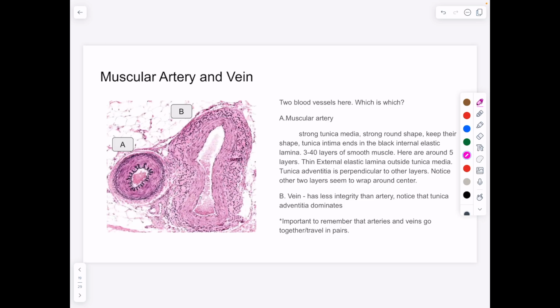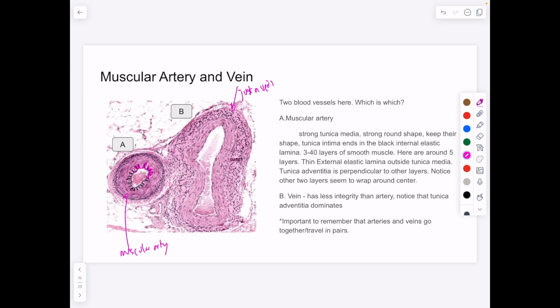All right, then we have muscular arteries and veins. So this is not a muscular vein. This is just a vein, right? And then this is a muscular artery. How do we know that's the case? Well, starting from the innermost and working our way out, this is this black line here, darkly stained because it's stained with resorcin fuchsin. That is a very darkly stained internal elastic lamina, and that's going to mark the boundary of our tunica intima.